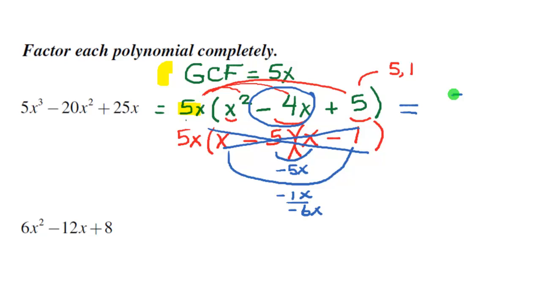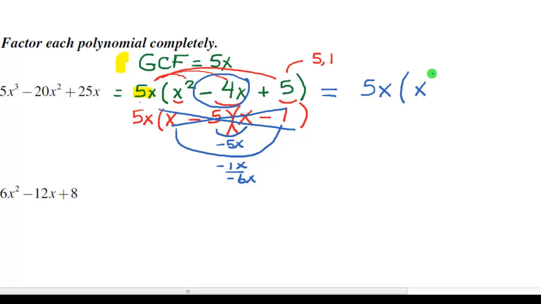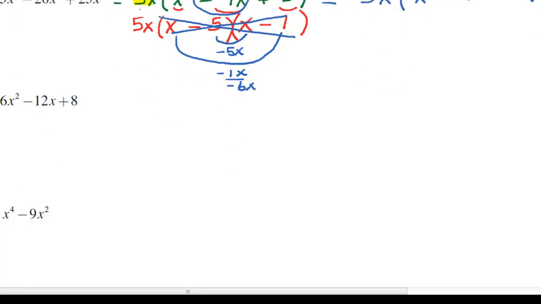And so the completely factored form of our original trinomial is just pulling out the 5x. But see, we have to check. You can't assume that you were done right here at this step. Okay, so here's our final answer. Let's try the next one.